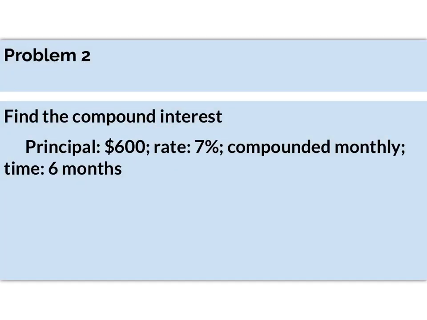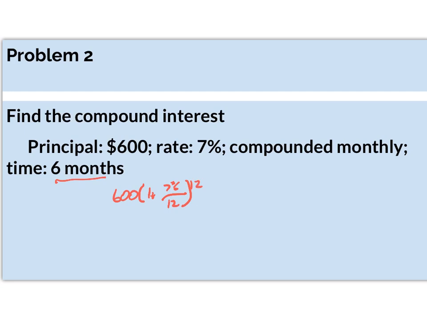Okay, problem 2. Our principal is $600. Our rate is 7%. Compounded monthly, so that means 12 times. Now look at our time, 6 months. So this means 12, and then 6 over 12, I'll do it over here, 6 over 12 equals 1/2 after dividing 6 over 6, which equals 0.5. And if I moved a little too fast, please go back and watch some of my fraction videos where I talk about how you reduce fractions down.